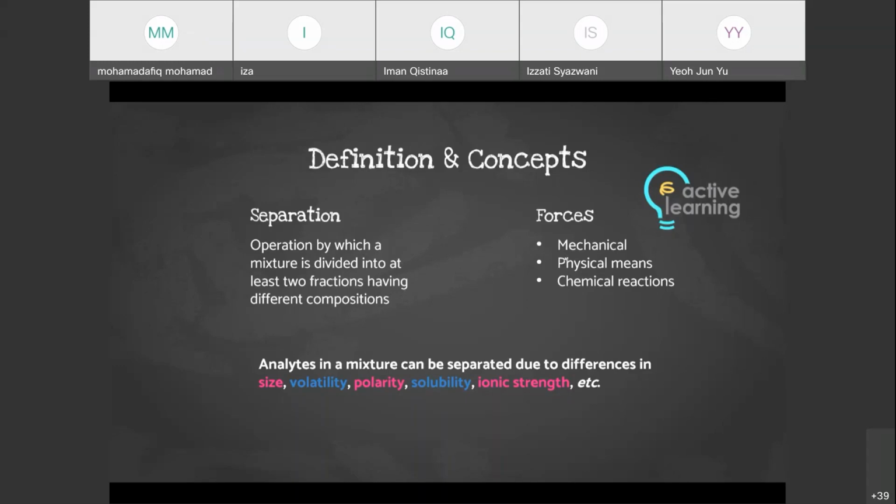Okay, right. So for the separation, we can classify them into several classes lah. Antaranya by forces lah. Kita ada mechanical, we have the physical means, and then we have the chemical reactions. How to do the separation. Yang ni one of the classification lah, forces. We have other type of classification of separation method. Okay, nanti kita akan tengok depan sikit. So analyte in mixture can be separated due to differences in size, volatility, polarity, solubility, and also ionic strength.